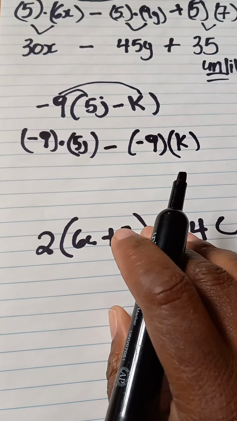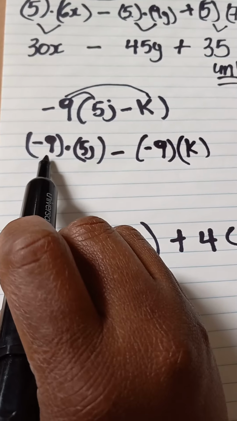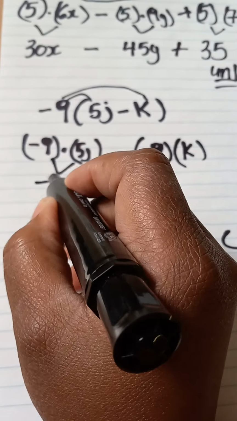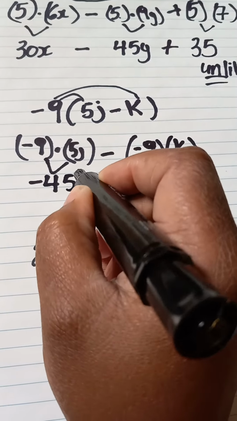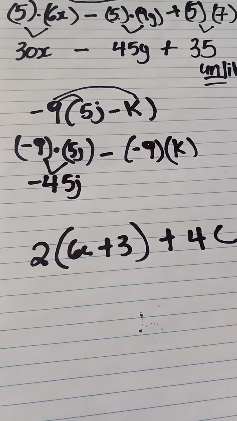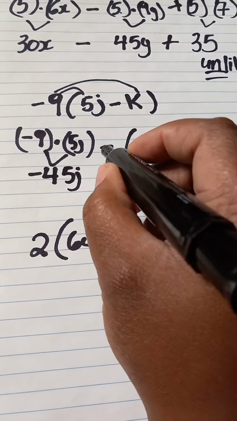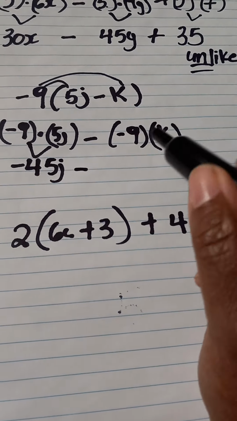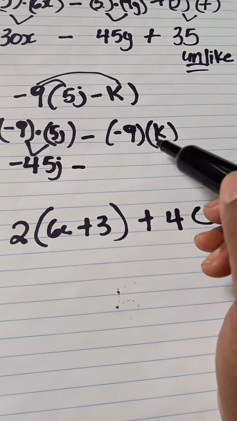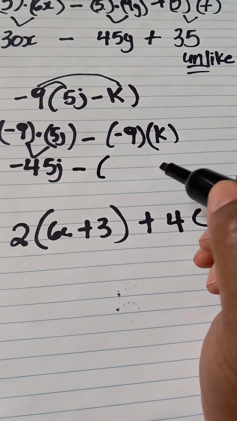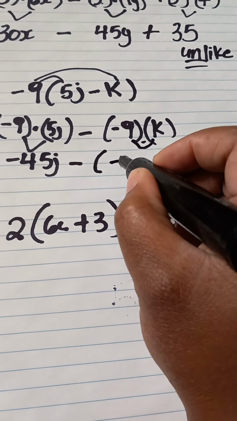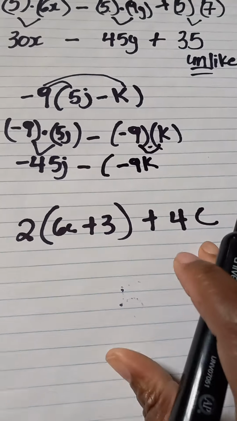So now we can say negative 9 times 5j is negative 45j. Just don't say negative 45 and forget your negative. Remember the negative. And we're going to bring down our sign. Here, if you notice, we have a negative 9 and we're going to multiply by a positive k. So you could do a parentheses again, or you could leave it as is, right? So I'm going to multiply that. So I'm going to write minus 9k.